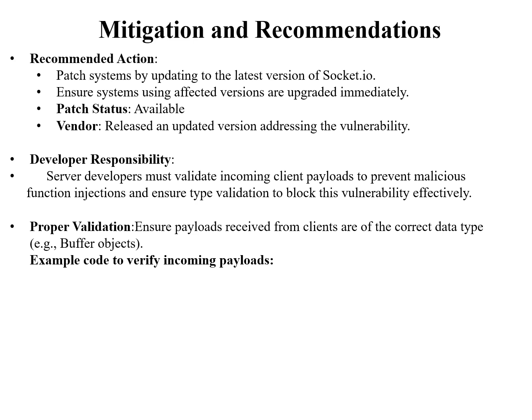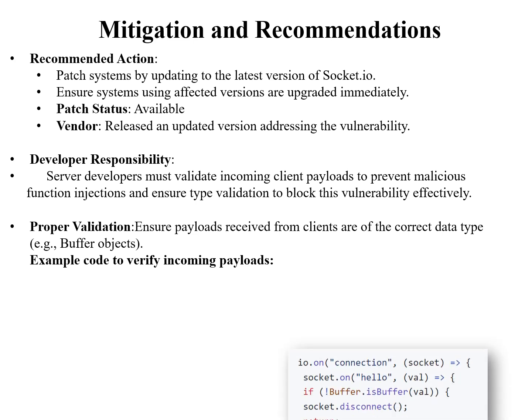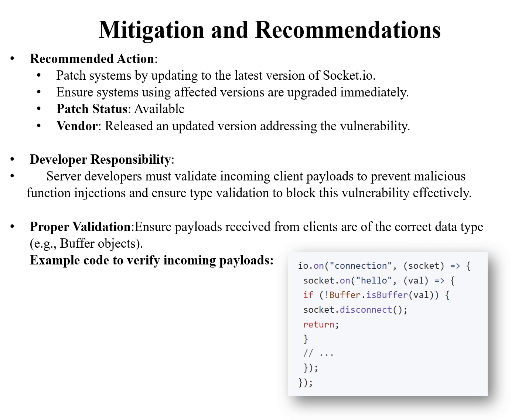As for developer responsibility, the developer needs to make sure there is no malicious code in functions inside the code which may affect the vulnerability, and block the vulnerability. You can see one example here for verifying payloads. This helps block the vulnerability: it listens to a connection and checks the type of the received payload, and if it is not a buffer object, the server disconnects the socket to prevent any potential exploitation.